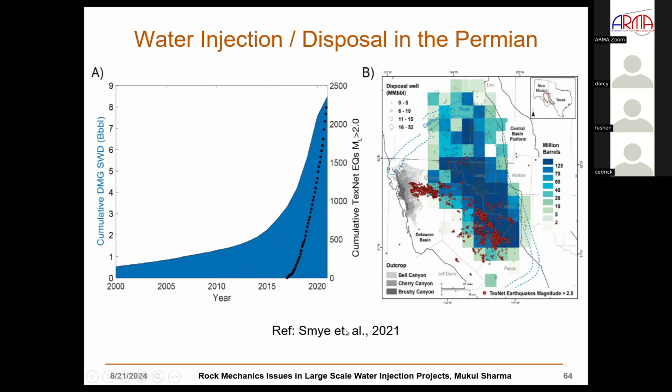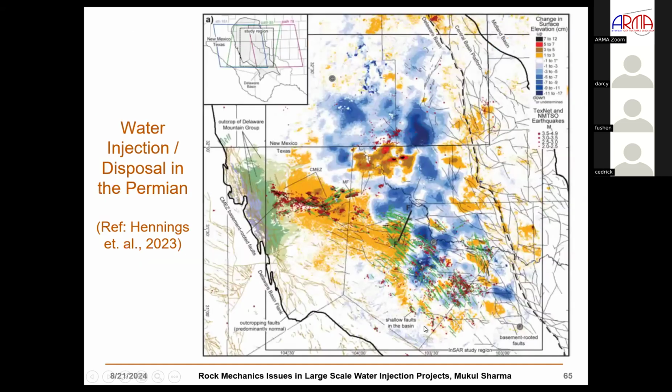Peter Hennings and Katie Smye are the folks at BEG doing a lot of the structural modeling, structural geology here. But what they've found and what the program has found is they've mapped this change in surface elevation using satellite imagery, using TerraSAR, and so this is something that they've mapped. And so you can see here, for example, 7 to 12 centimeter uplift versus minus 11 to minus 17 subsidence. So it's actually significant changes in the ground profile in these cases.